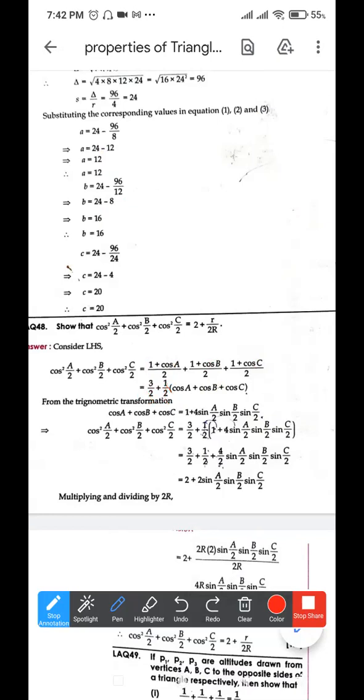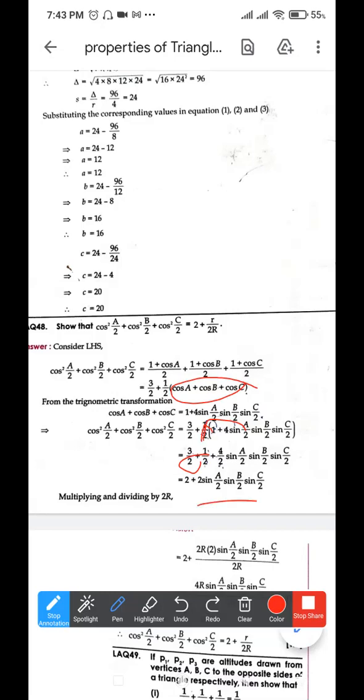But we already know a trigonometric transformation that cos A plus cos B plus cos C is equal to 1 plus 4 sine A by 2 sine B by 2 sine C by 2. Substitute it directly and open the bracket. 1 into half, into 1 half, half into 4, that will be 4 by 2 into sine A by 2 sine B by 2 sine C by 2. Simplify this. 3 by 2 plus 1 by 2, that will be 2. Then 2 ones are 2, 2 twos are 4.